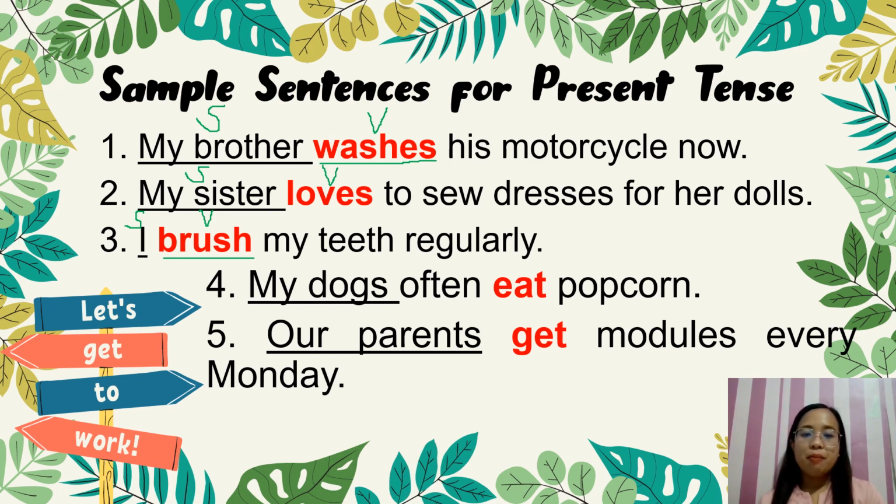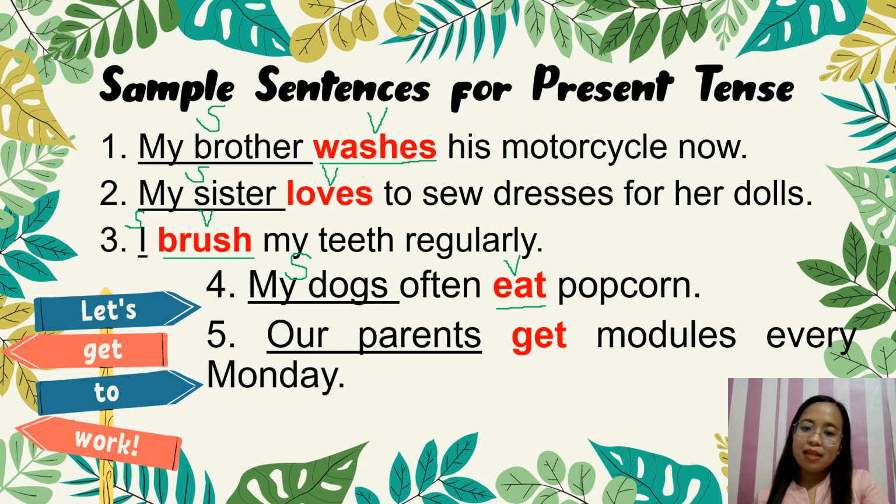Okay, number 4. My dogs often eat popcorn. Okay, let's have this example. What is the subject? Okay, the subject is my dogs and the verb is eat. Okay, that is the verb, eat. So when we say my dogs, that is in plural. So the verb should not have an S. It should be in base form. Alright? Okay, class, let's have one more.